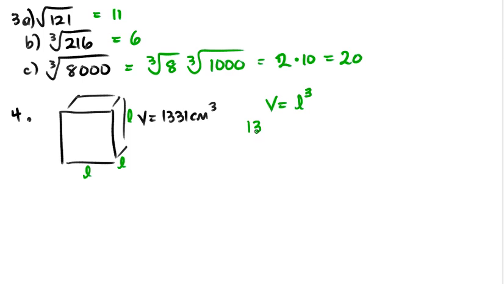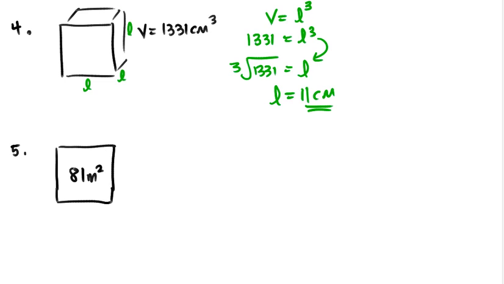And if the volume is 1331, then to find L, I take a cube root, and grabbing my calculator, I can find that the cube root of 1331 is equal to 11, and don't forget the units. Square garden of 81 meters squared.